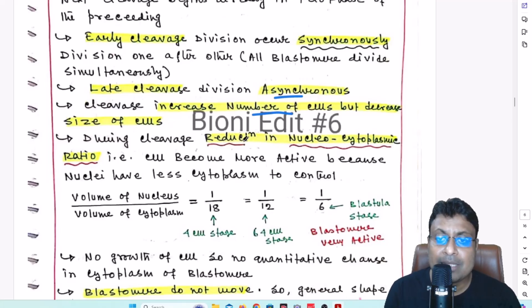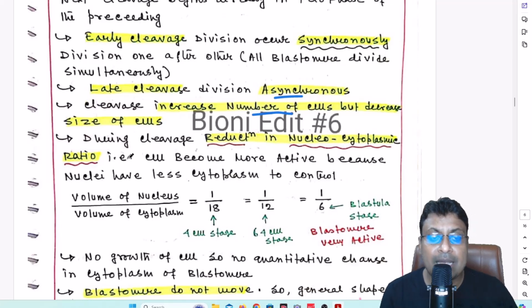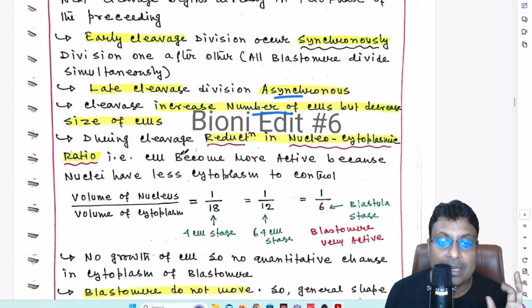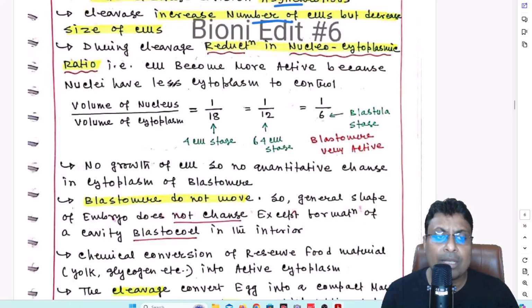And during the cleavage, there is a reduction in the nucleocytoplasmic ratio, that means in each successive stage the resulting blastomere's nucleocytoplasmic ratio will be decreased. The cell becomes more active because the nuclei have less cytoplasm to control. This is very important. And here you can find the volume of nucleus and the volume of cytoplasm.